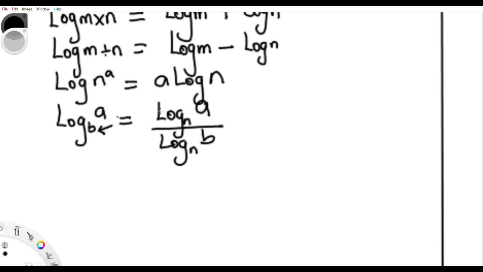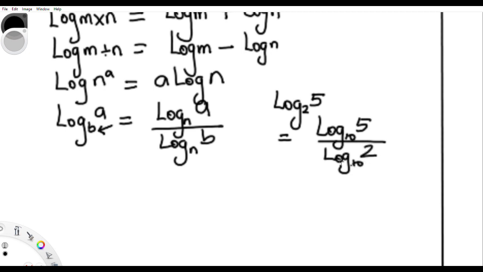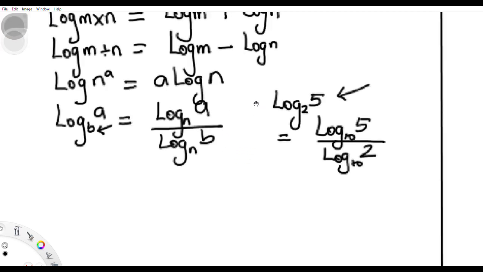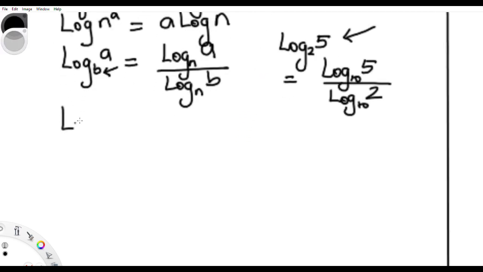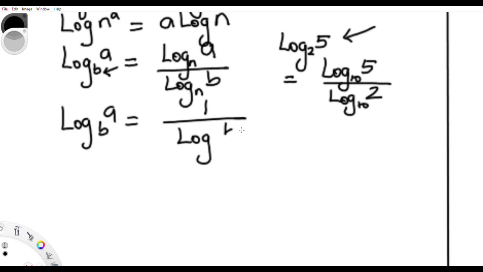So once you have a question like this, for example, log 5 to the base of 2, what do you do? Since your calculator is to the common base of 10, just input log 5 base 10 divided by log 2 base 10. Then it gives you the same value as log 5 to the base of 2. Okay, let's continue. We also have log b base a to be 1 over log a base b.